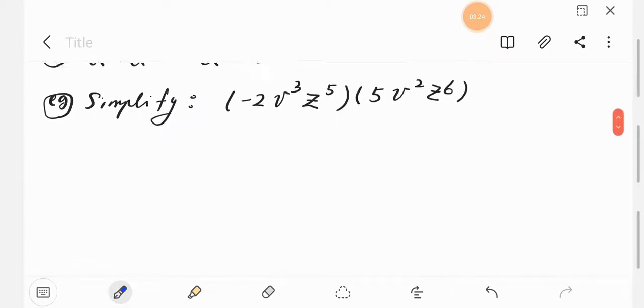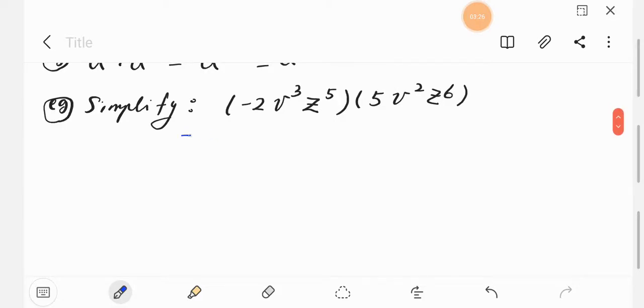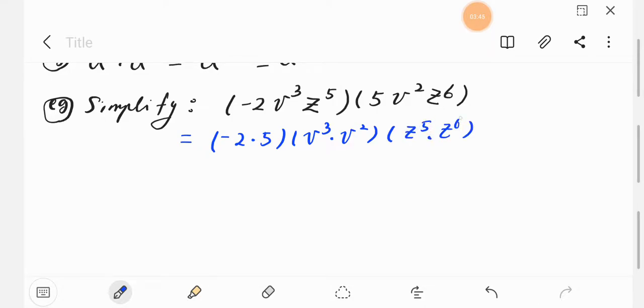So let's simplify this expression. Because this is all product, why don't we put numbers together, v factors together, and z factors together? We can put these like factors together because this is all product. Since they are products, you can change the order, using the associative property.